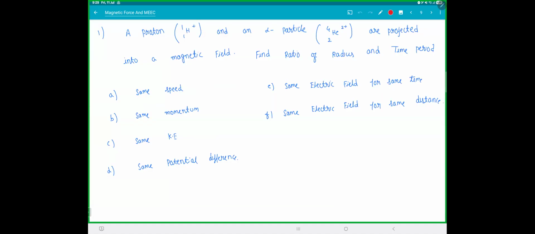What about case E? Same electric field for same time. Try. That's also a good one. Another 30-40 seconds. That's it. Your whole job is somehow in that formula MV by QB, you need to introduce these terms. If you said same electric field for same time, you have to get E and T in the formula.